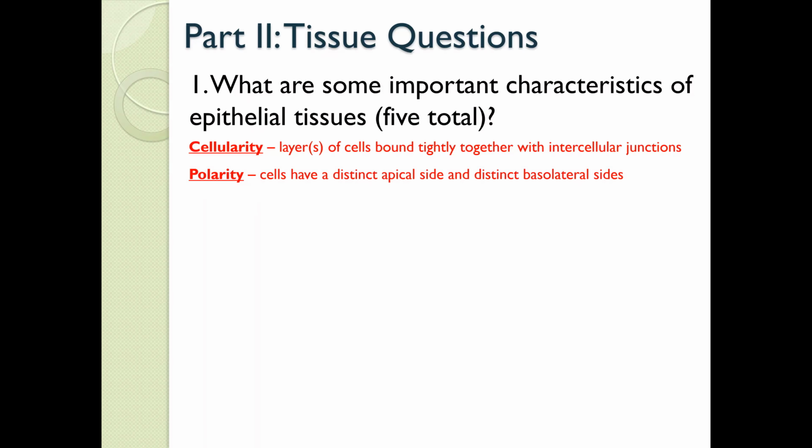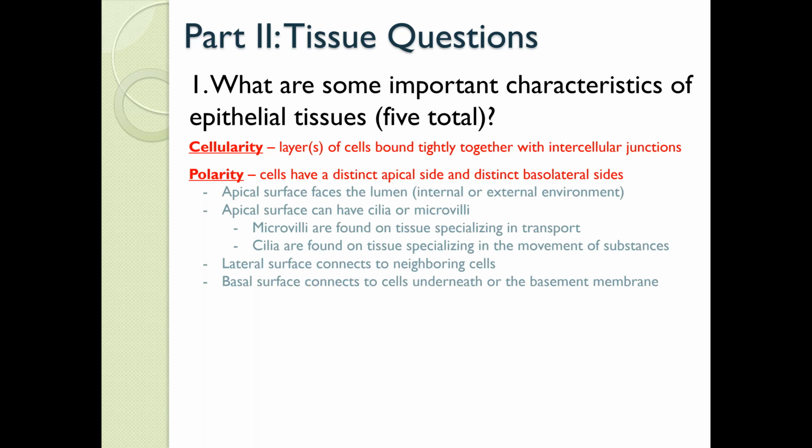Epithelial tissue also is characterized by its polarity, which means the cells have a distinct apical side and a distinct basolateral side. And just a quick review, the apical surface faces the lumen, which is the internal or external environment. So in the case of the skin, it's the external environment. The internal environment would be like the inside of a cavity, chamber, or vessel. The apical surface can have cilia or microvilli on it.